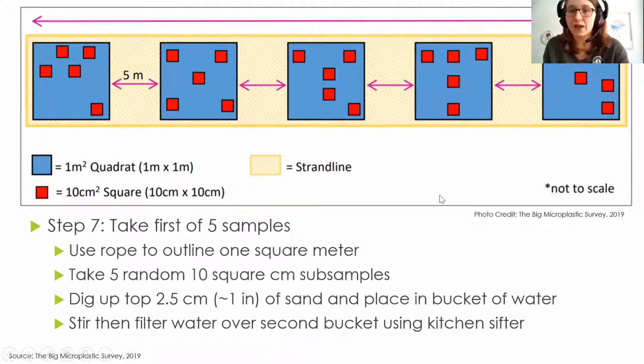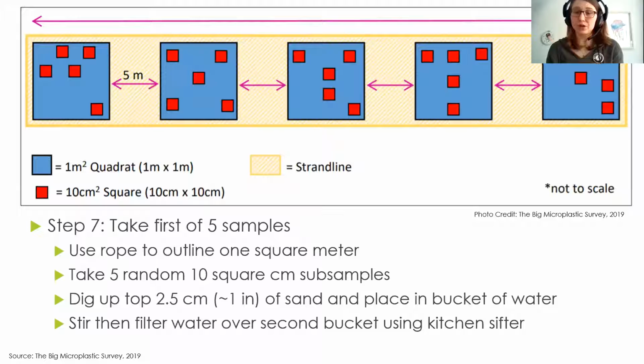And then once you have that, you're going to take 5 subsamples, and your subsamples are going to be 10 square centimeters, right? So if you have a cutout, maybe you had like a cardboard thing and you cut out a 10 centimeter square, you would put that down on the beach, and you would scoop out about the first inch of sand in that 10 square centimeter area, and then you'd put that in your bucket. So remember, your bucket has water, so you're putting sand from 5 different random locations, each 10 square centimeters, into your bucket, and then you're going to stir it up.